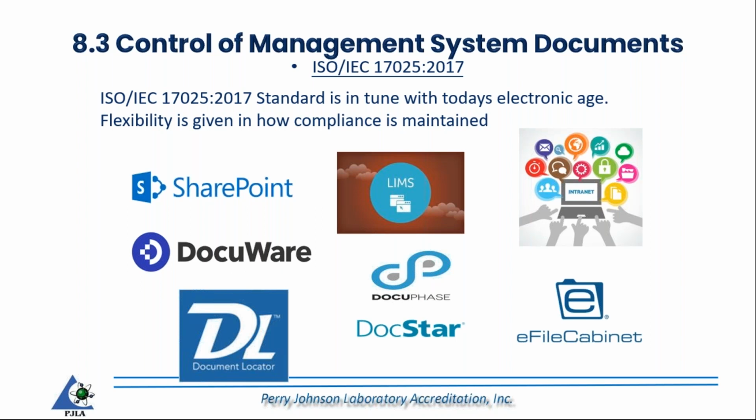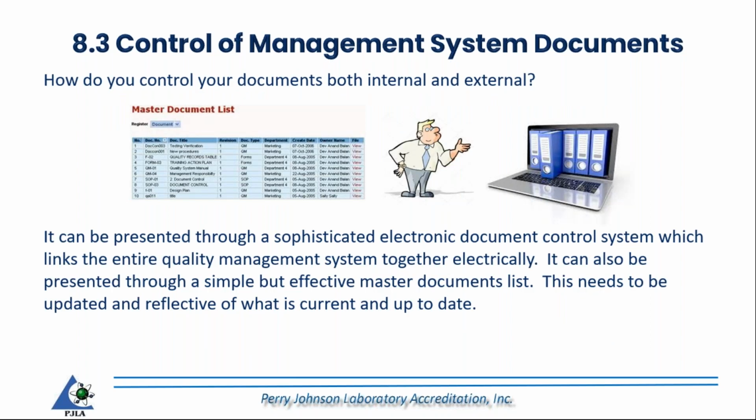There is no requirement for a procedure. There is no requirement for a master list. However, if you are using a procedure or a master list, you should be compliant to those requirements that you put on yourselves within your quality system. The 2017 version of 17025 is more in tune with today's electronics, and flexibility is given on how compliance can be maintained. So during an internal audit, if you are an internal auditor, or you may be asked this during your external audit, how do you control your documents, both internal and external?